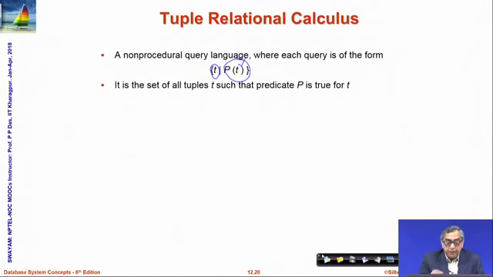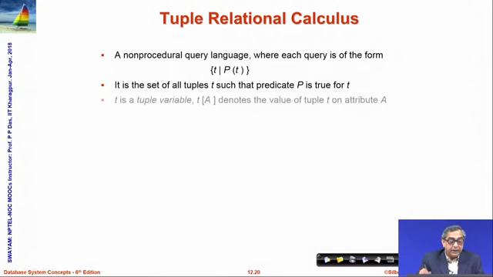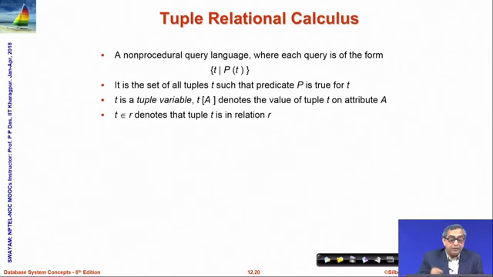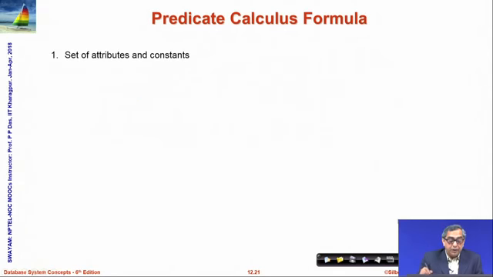So, P is a predicate. Whatever T satisfies the predicate is included, and if A is an attribute, then T[A] will denote the value of the tuple on attribute A. A could be a single attribute, it could be a set of attributes also, and T is a tuple that belongs to R. P is, as said, a predicate calculus formula.